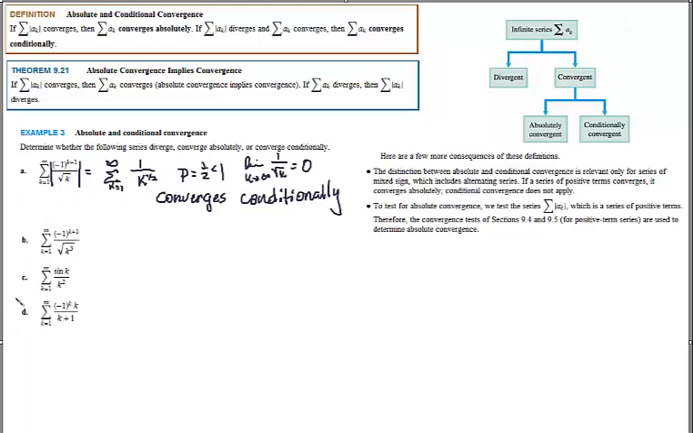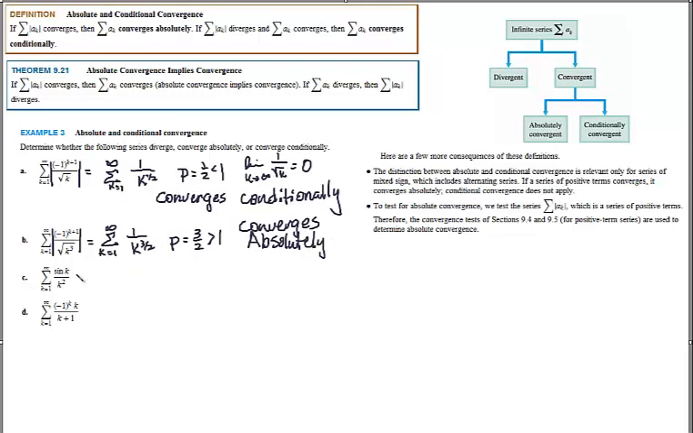Alright, let's look at this one. I'm going to look at the sum from k equals 1 to infinity of 1 over k to the 3/2. In this case, p is 3/2, which is greater than 1, so this one converges absolutely. And it is a decreasing sequence. I do need to state that.